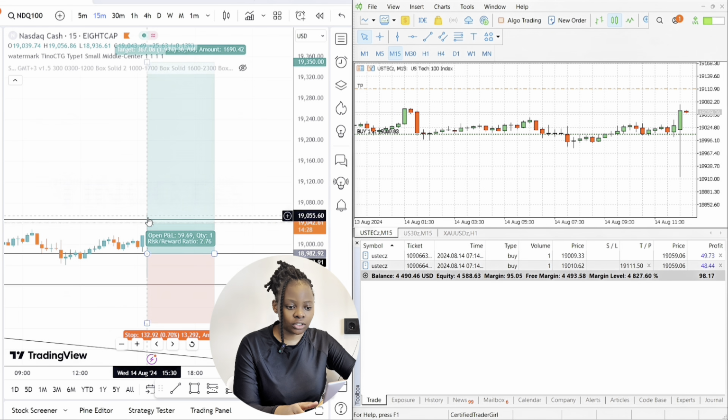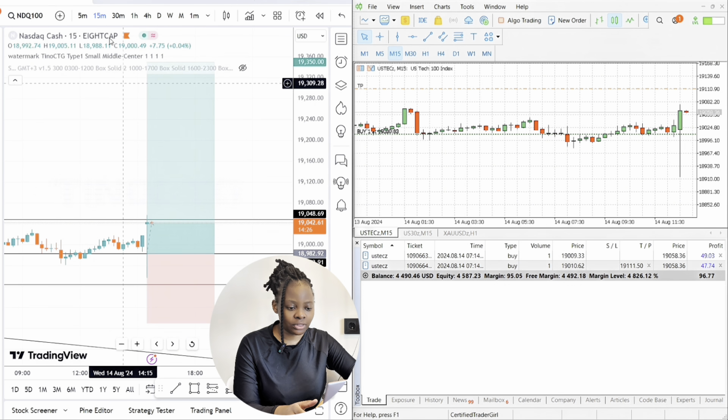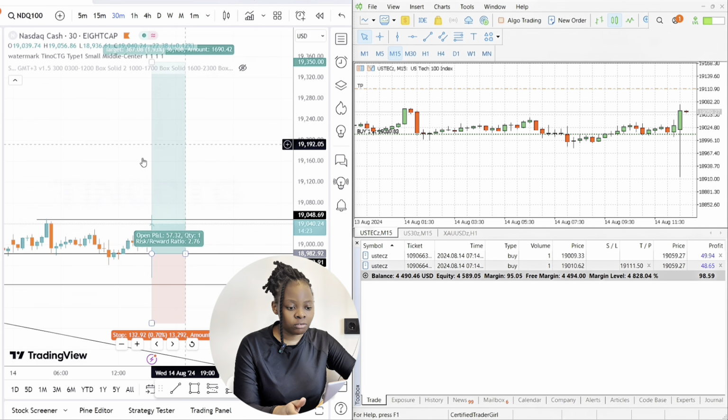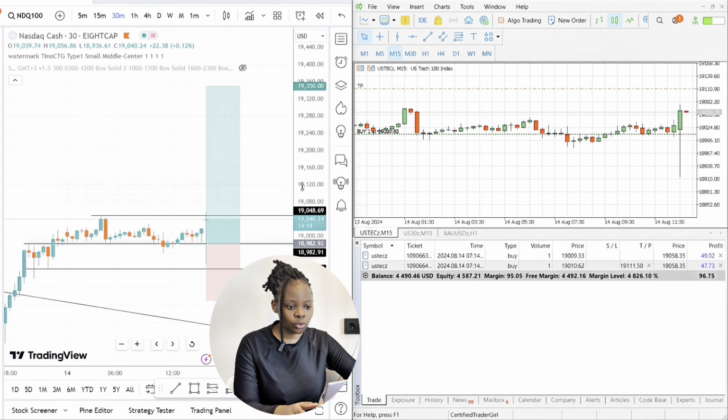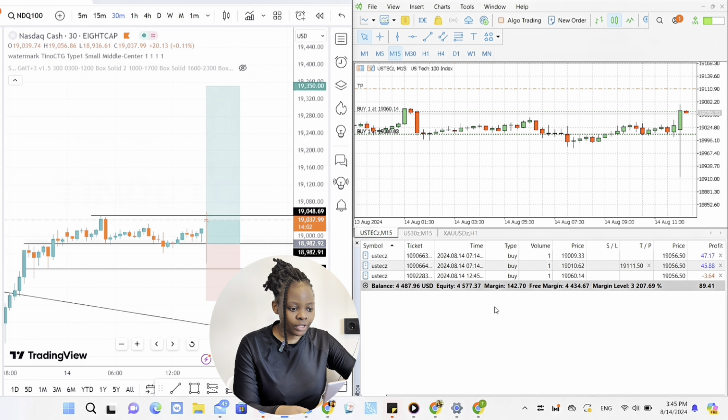It hasn't really broken out of this level, but it has just wicked up. On the 30-minute time frame, it hasn't closed off. So the 15-minute time frame is what has broken off, but I'm just going to risk it and enter one position. Let me just enter one position. No, two positions. Let's just enter two positions on Nasdaq. One over here and just risk it.